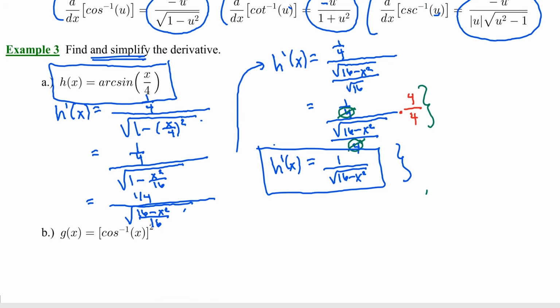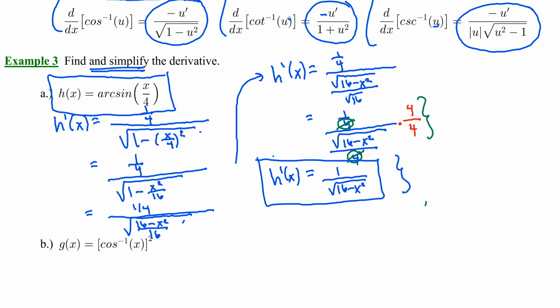We want to find the derivative of g of x, which is inverse cosine of x squared. So to find the derivative of g, we're going to begin with our power rule. We're going to take the power down in front as a coefficient. We're going to keep the base the same and decrease the exponent by 1. Then I'm going to write out my plan here. We're going to multiply by the derivative of that base. So our next step is to find the derivative of inverse cosine of x.